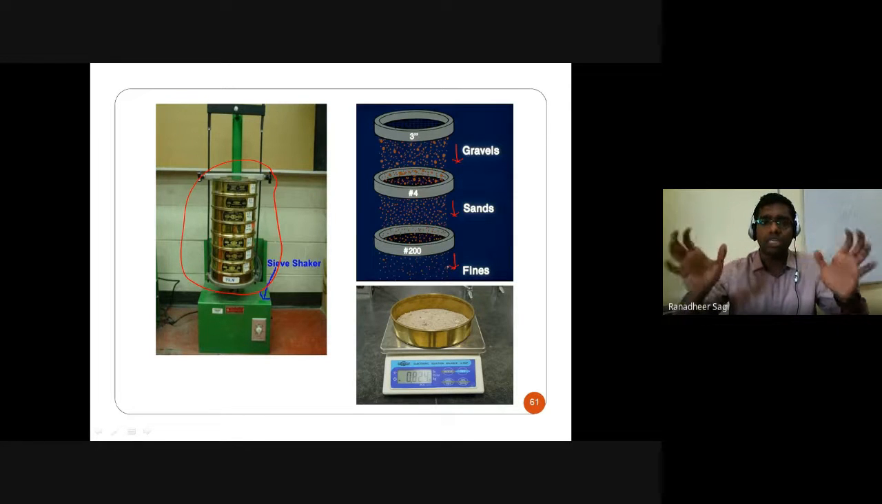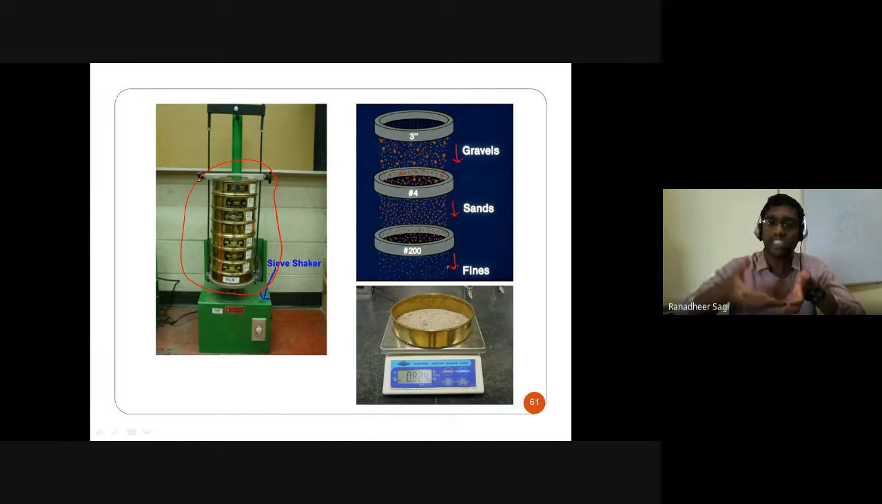So once that sieving is assumed to be properly done, then collect all those soil grains which got retained on each of those sieves and measure the weight of that particular soil which got retained on each individual sieve. Here, as I said, a sieve can be designated by its number or by its sieve opening.